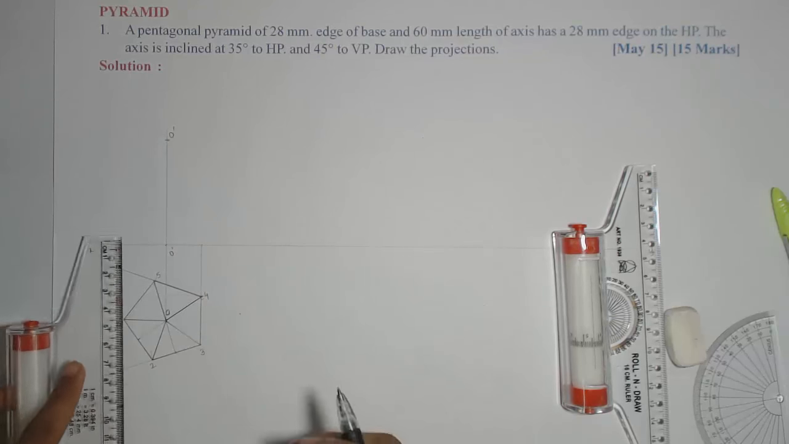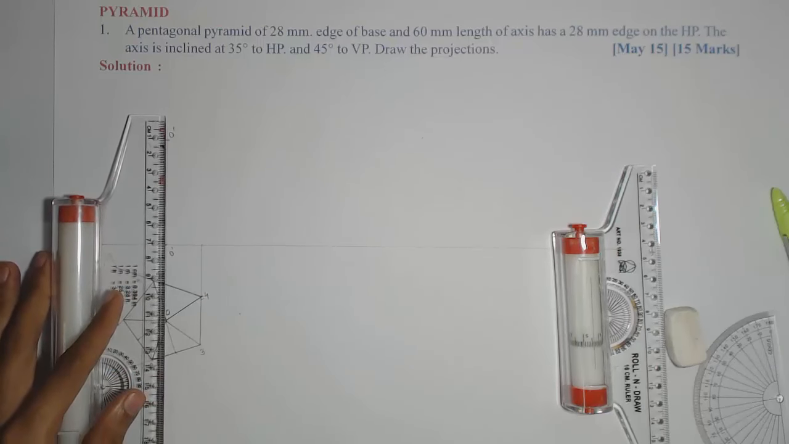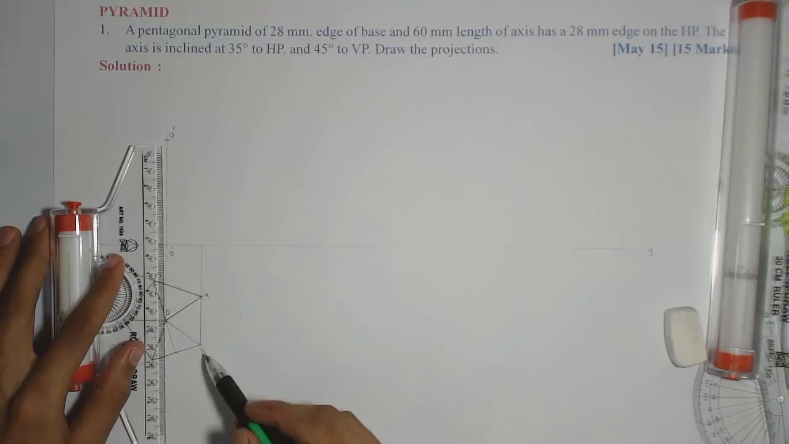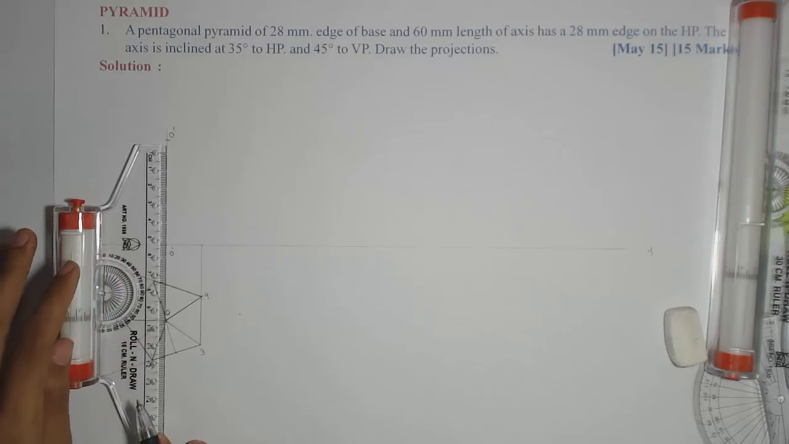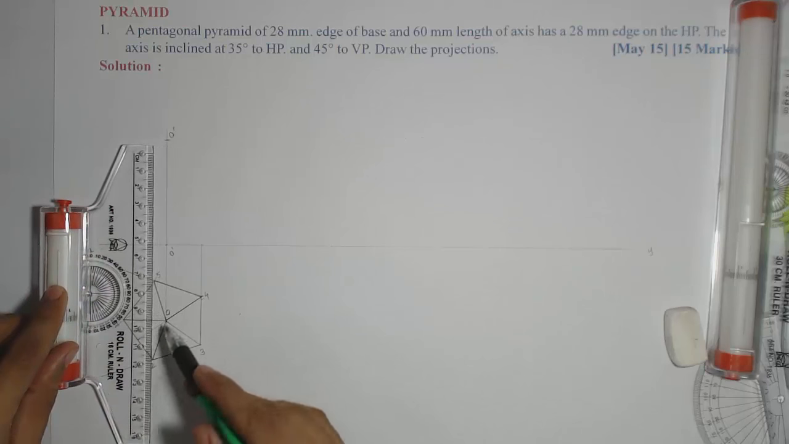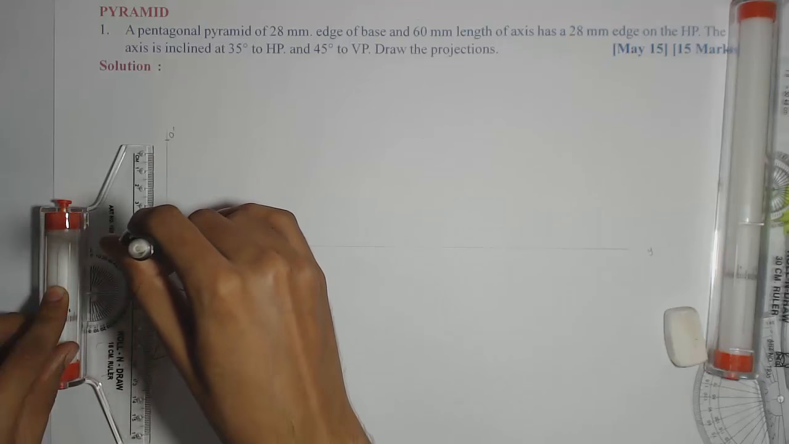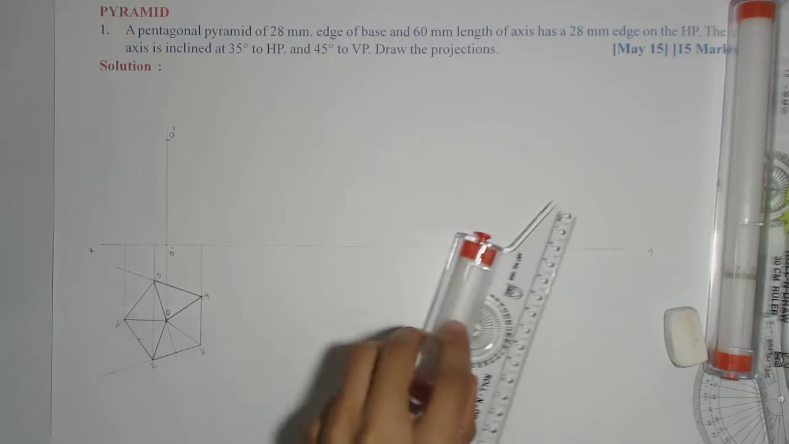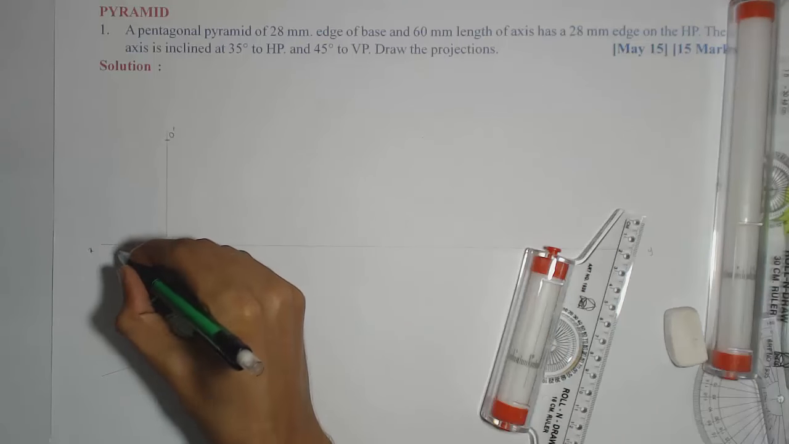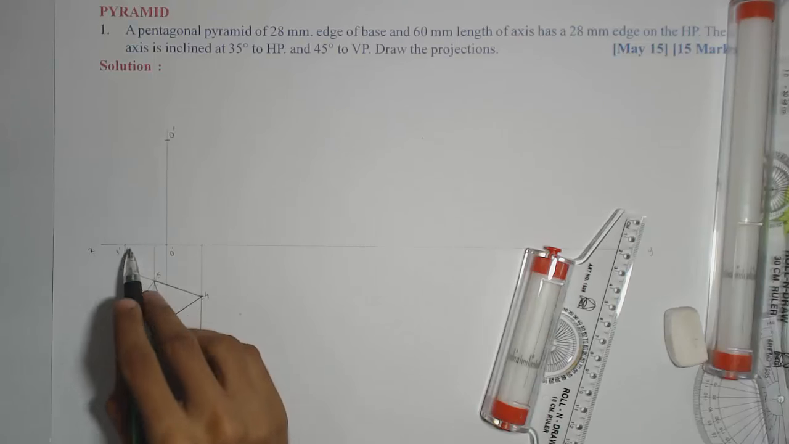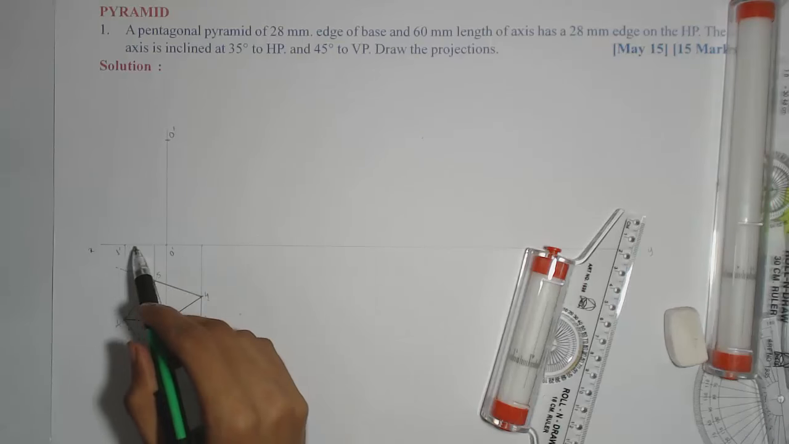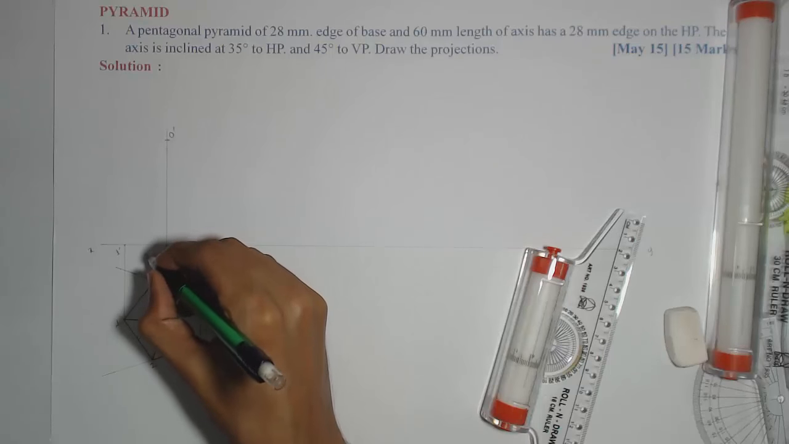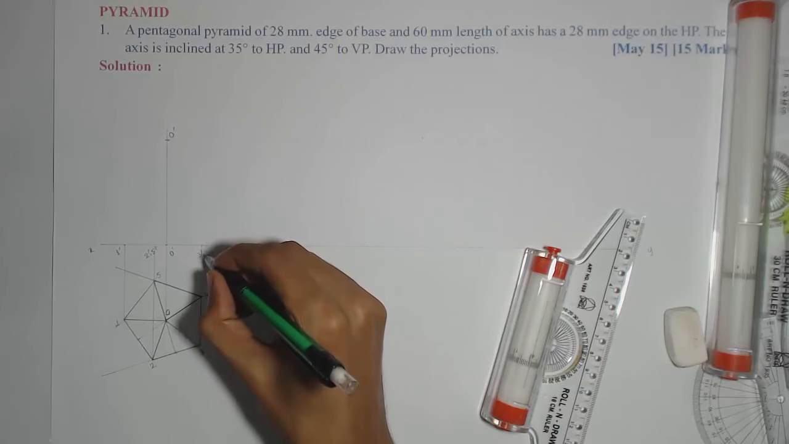Now I need to project the other corners only up to the XY line and not up to the axis side. So I'll project the remaining corners. 3, 4 is already projected. Obviously the projector from 2 and 5 will coincide. I need to project only up to XY, then from 1 only up to XY. Now I'll give the corresponding notation as 1 dash, because this line will give me the base for the pyramid in the front view, which is 1, 2, 3, 4, 5. So corresponding notations will be 2 dash, 5 dash and 3 dash, 4 dash.